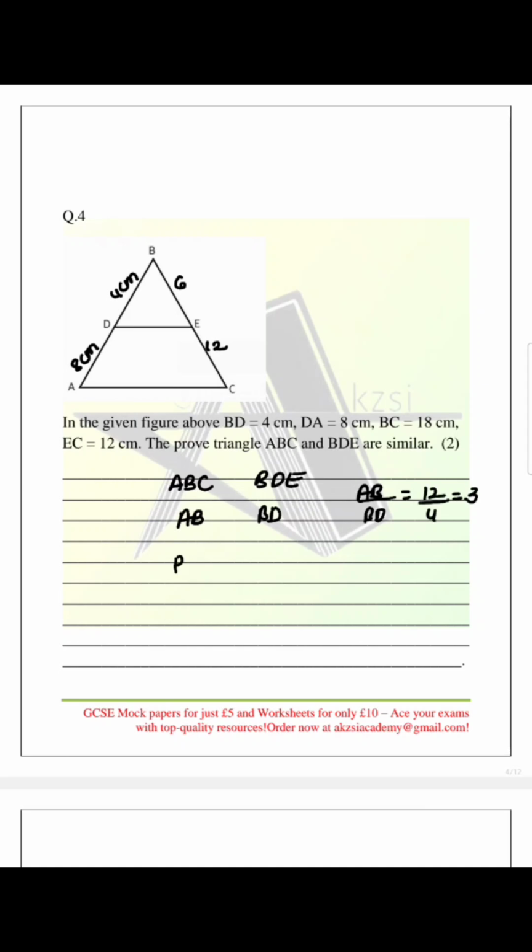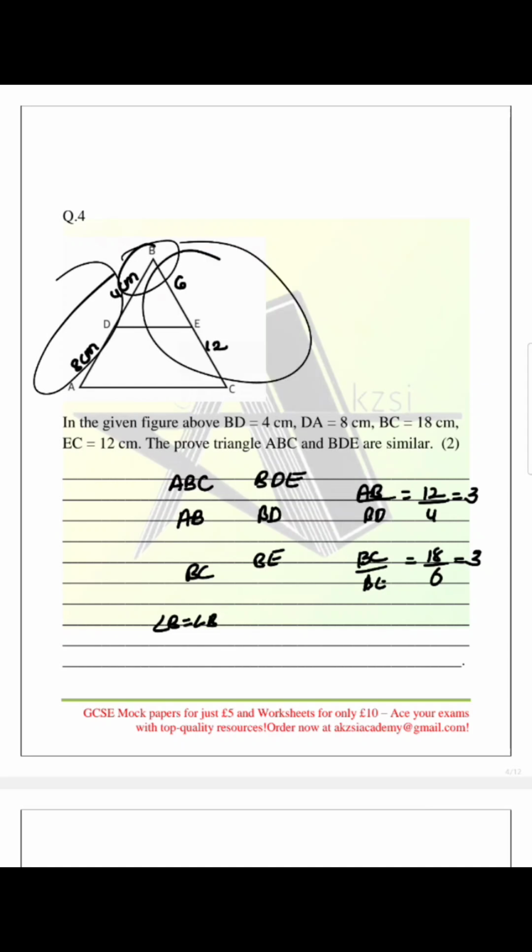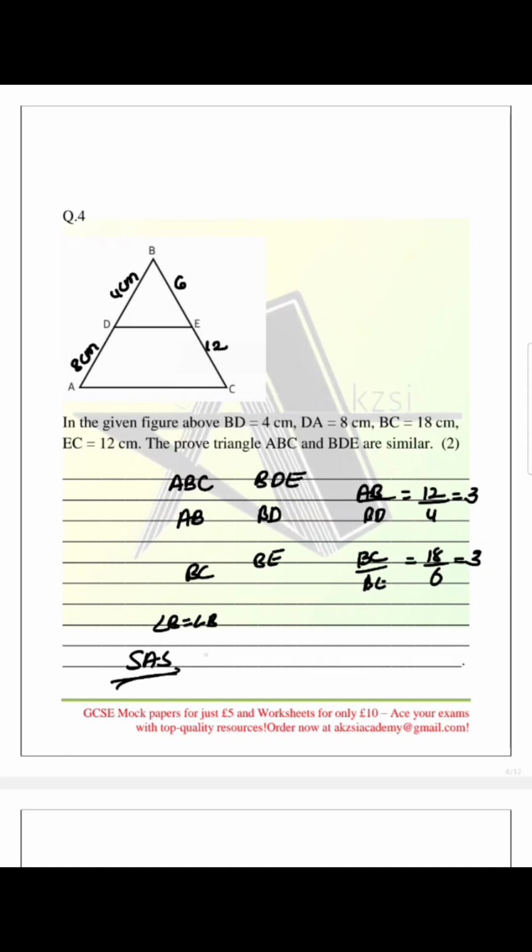Similarly, another two corresponding sides are BE, and here under ABC I'll write BC, and BE, which is BC over BE, will give you 18 over 6, which is 3. And we know angle B is equal to angle B, which is common in both cases. So by side, angle, side, we can prove that these two triangles are similar. So by SAS, we have proved these two triangles are similar.